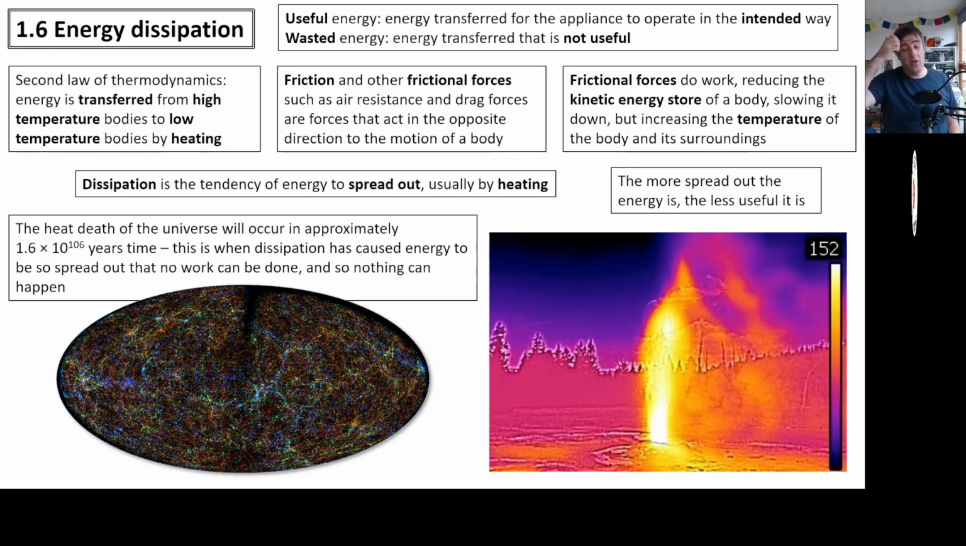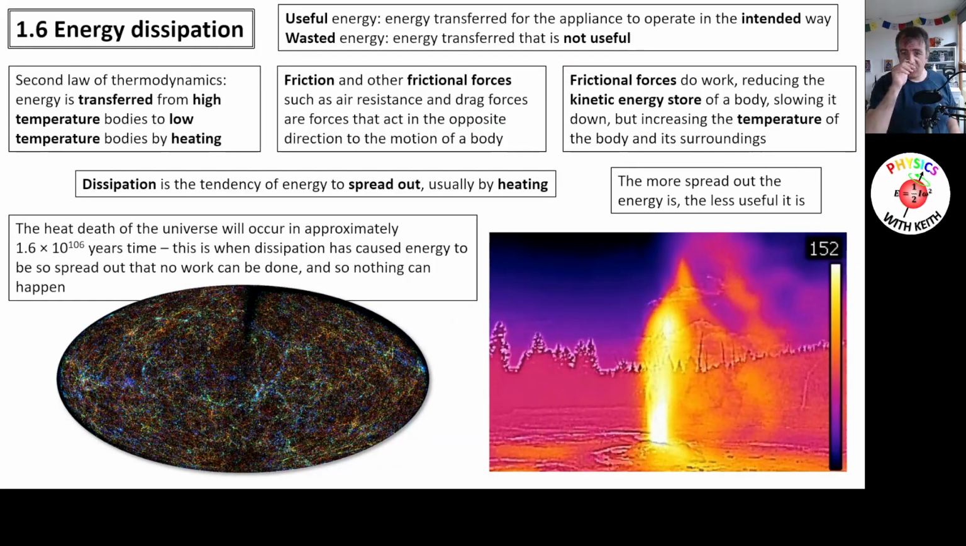That is when all of the energy would be so spread out that nothing useful can happen anymore. No work can be done, nothing can happen. We refer to that as the heat death of the universe. It is inevitable, it is coming, but it is a long way away.